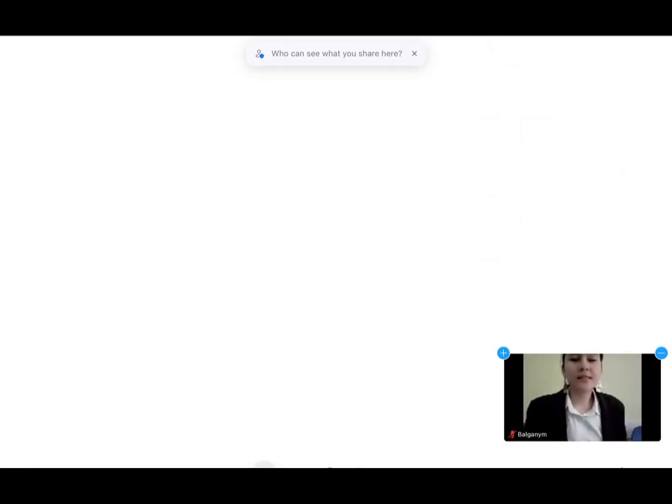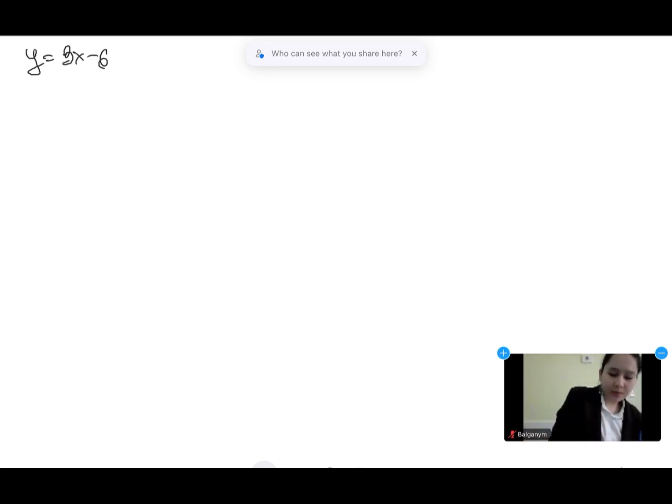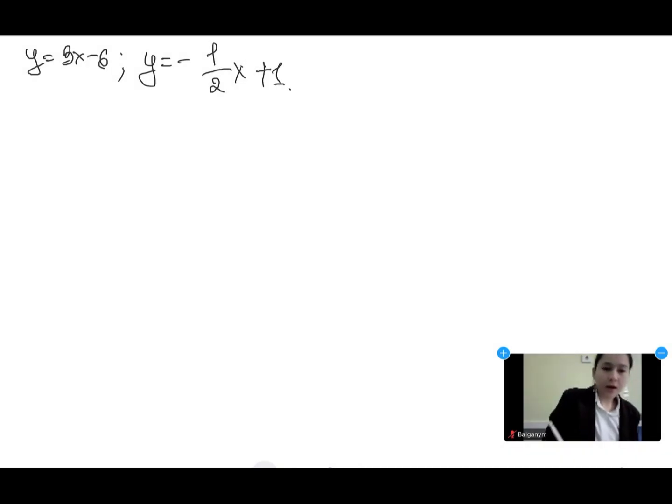And now let's look at the situation where the values of k are different. This is our second part. The given functions are y is equal to 3x minus 6, and y is equal to minus 2 over 2 x plus 1. If the values of k are different, the graphs intersect. To find the intersection point, we can use the analytical method or the graphical method. Let's use the analytical way. After that we will solve by the graphical method.